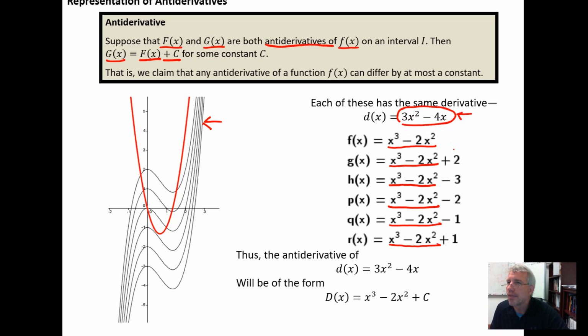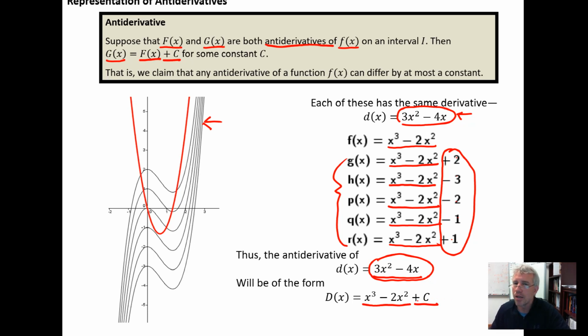This guy right here, and they differ from each other only by constants. So if I take the derivative of any of these, I'm going to get 3x squared minus 4x, because the derivative of the constant terms will be 0. So the antiderivative for d of x equals 3x squared minus 4x right here is going to be x cubed minus 2x squared plus a constant of integration. There are infinitely many functions whose derivatives are 3x squared minus 4x, and they differ from each other only by a constant.